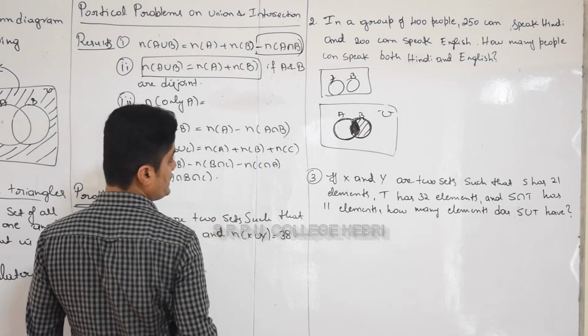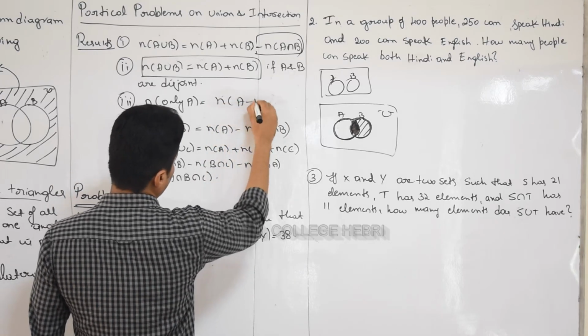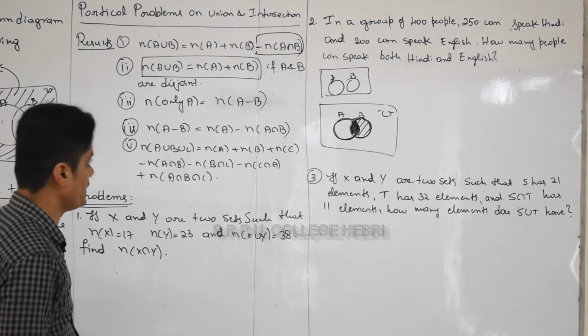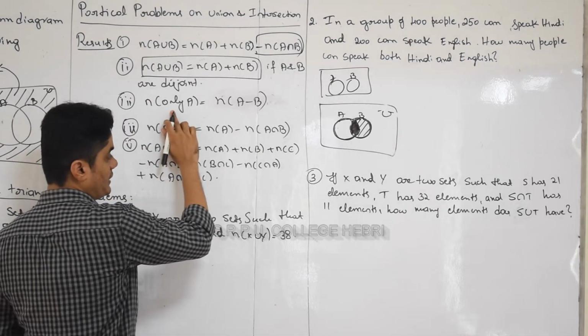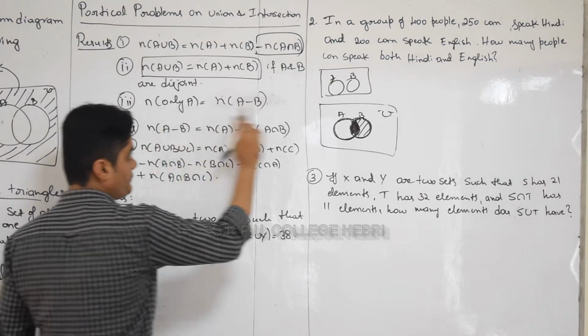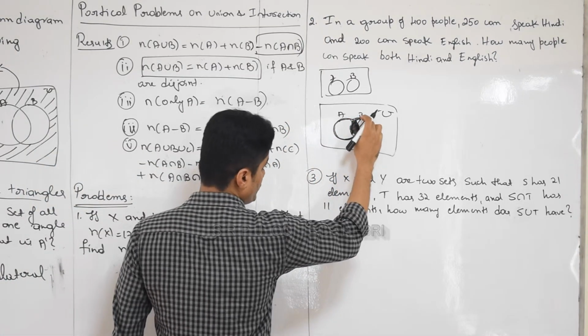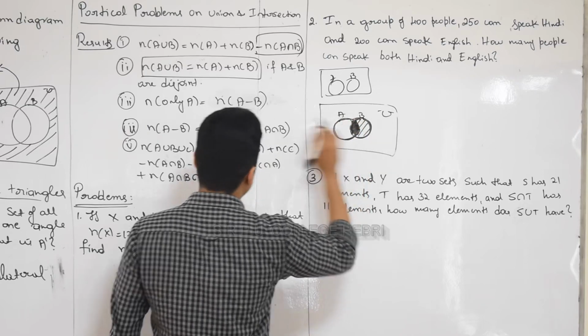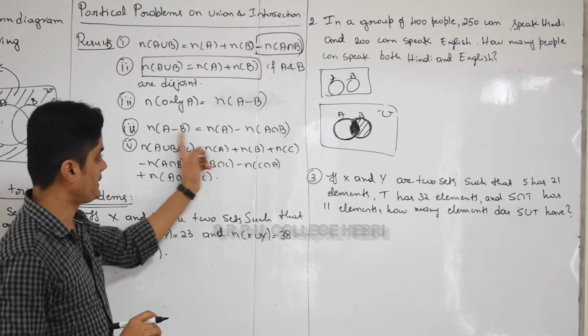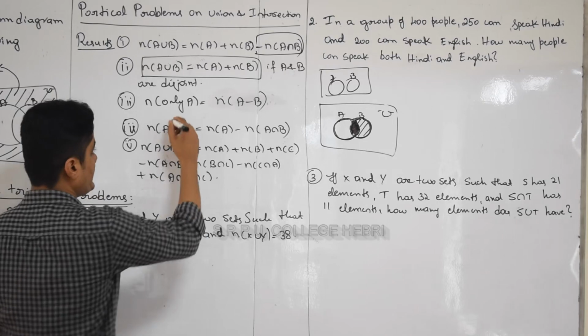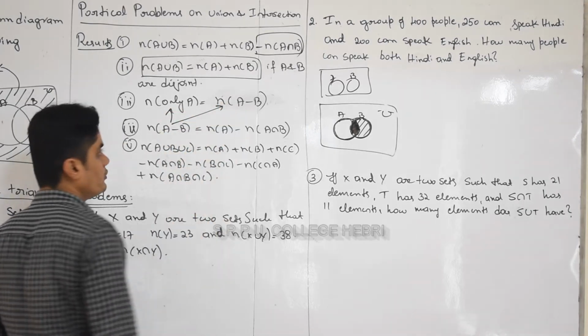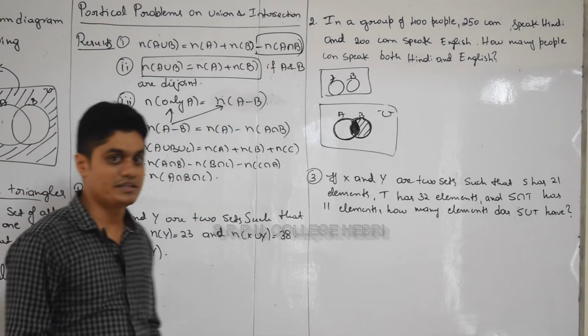Remember, N of only A is nothing but N of A minus B, removing B from A. Only A is this part, the region which is not shaded. So if you remove N of A intersection B from N of A, you'll get N of only A. So remember that only A is A minus B, and only B is B minus A.